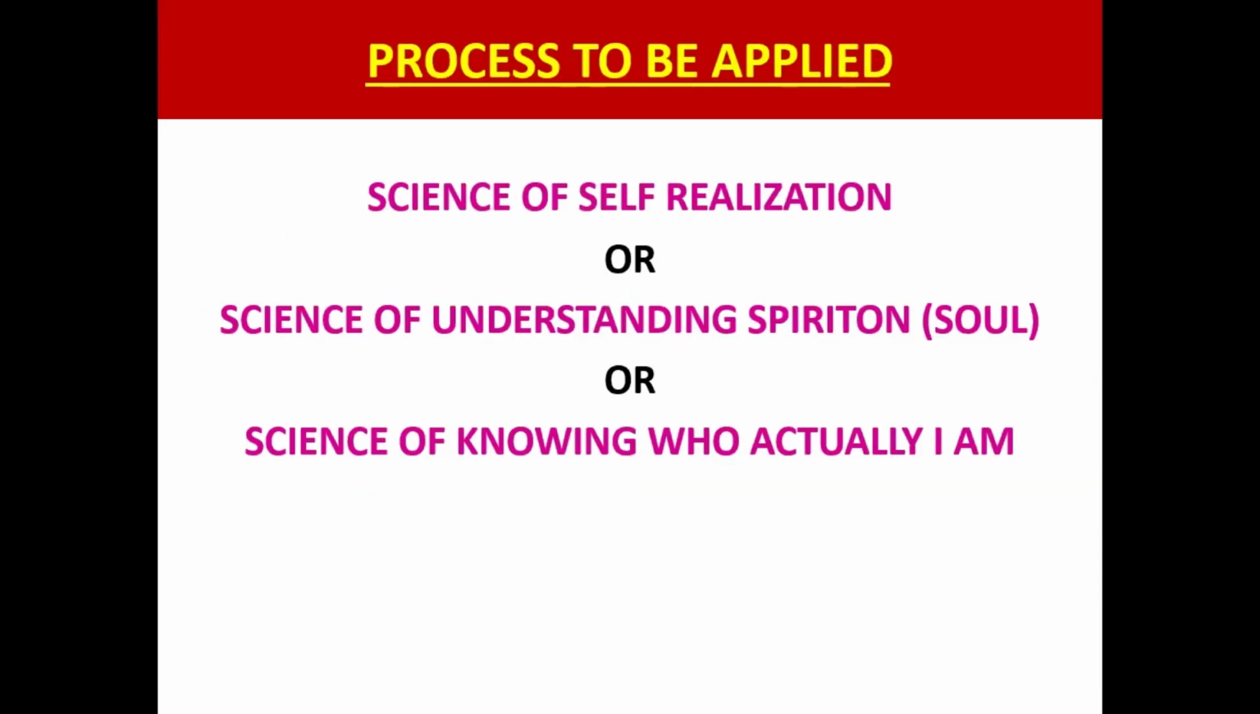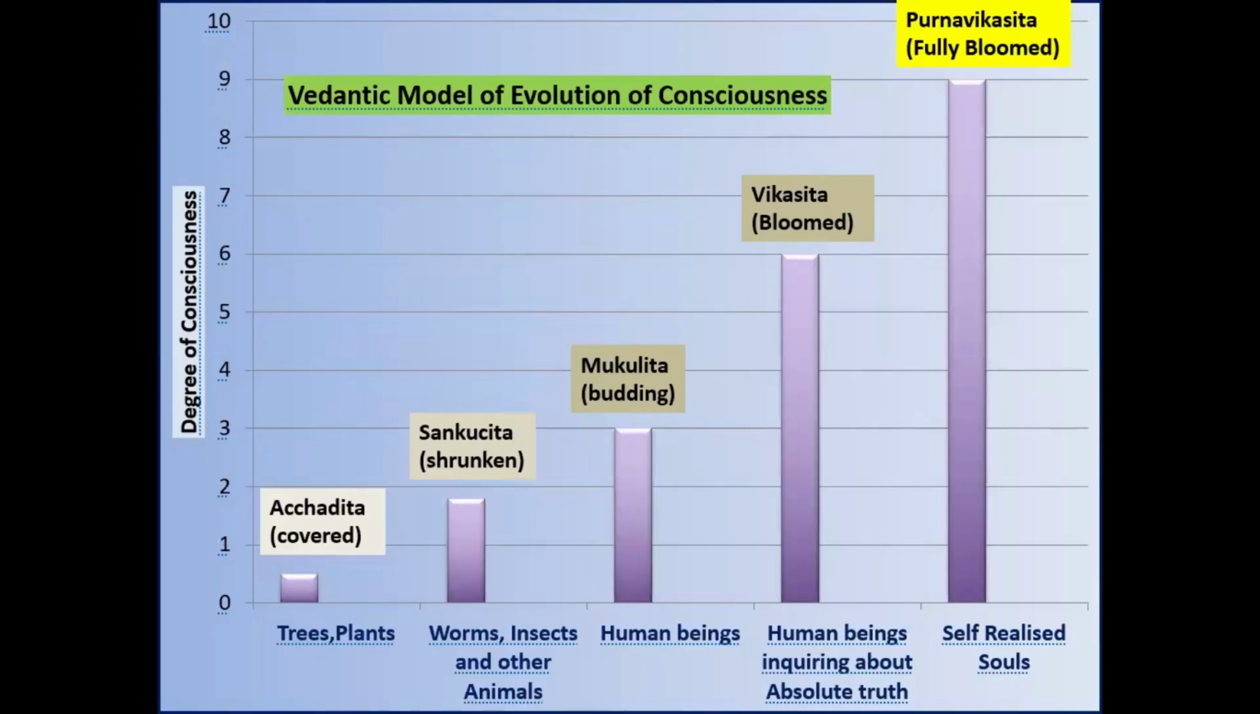So how to do this? What is the process to be applied to reach that level? That is the science of self-realization, or the science of understanding spiriton, or the science of knowing who actually I am. According to the Vedantic model of the evolution of consciousness, all living organisms can be classified into these categories. Trees and plants have covered consciousness. Animals like worms, insects, and animals have shrunken consciousness. Human beings have budding consciousness because we can ask the question, who am I? Whoever asks questions about absolute truth and spiriton will have bloomed consciousness. And finally, the self-realized souls have fully bloomed consciousness.